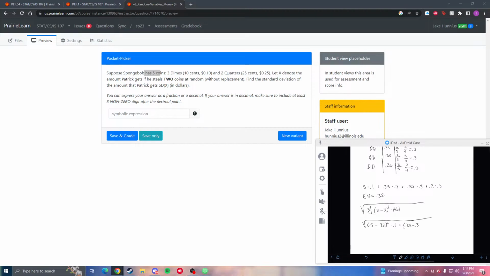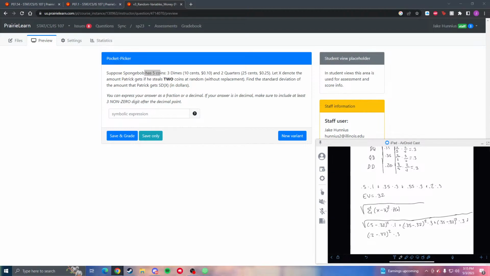0.35 minus 0.32 squared times 0.1 plus 0.35 minus 0.32 squared times, or not 0.1, 0.3. And then plus, and it's going to keep going down here. This is still under the same radical, I just ran out of room. And it's going to be plus 0.2 minus 0.32 squared times 0.3.